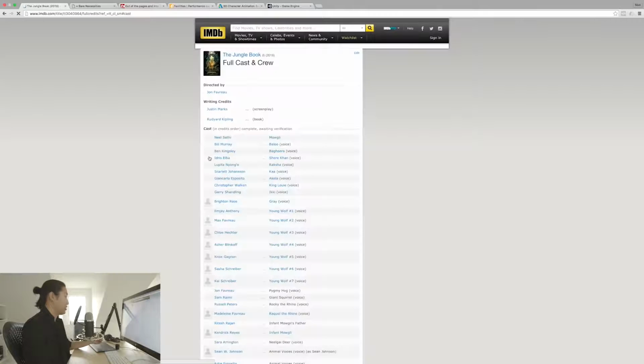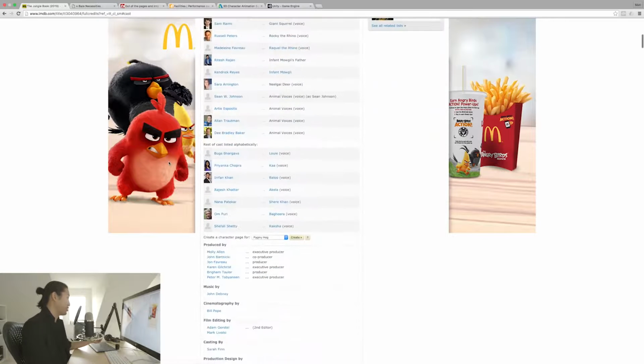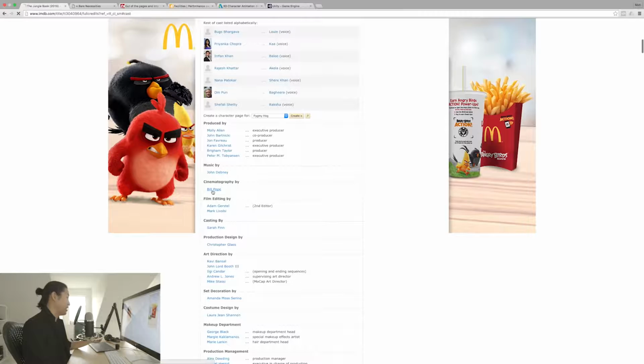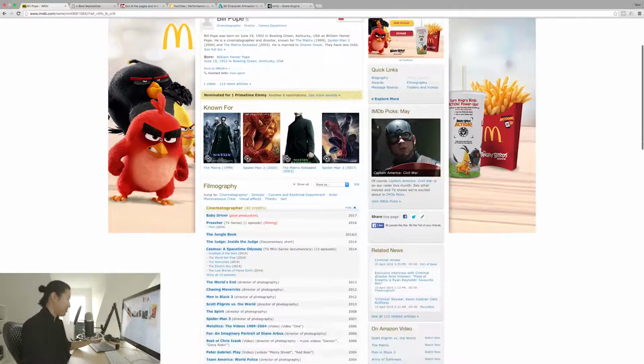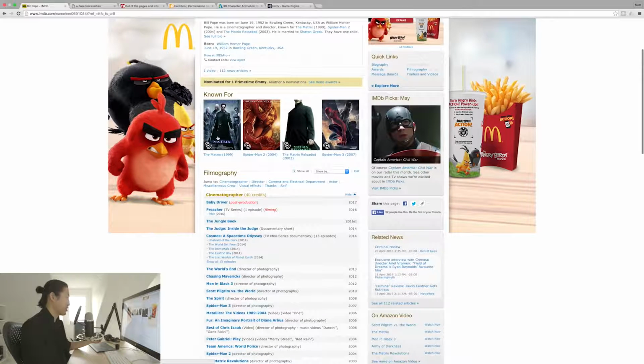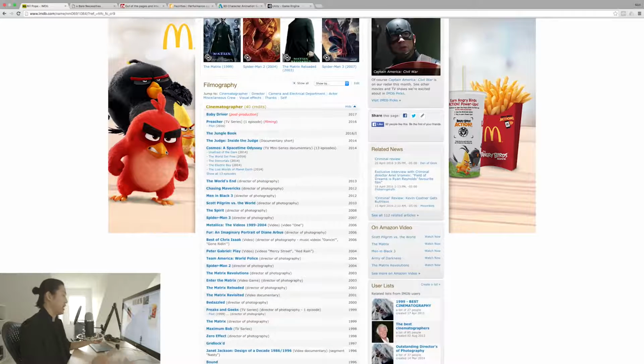They really hide the cinematographer credit in this. Directed by Jon Favreau. Cinematography by Bill Pope. Sponsored by McDonald's and Angry Birds. Bill Pope shot The Matrix, so basically one of my favorite movies of all time. Spider-Man, Men in Black, a whole bunch of stuff. He is no stranger to the visual effects feature film. But as we'll see in a second, even he was not comfortable with how modern this workflow really was.